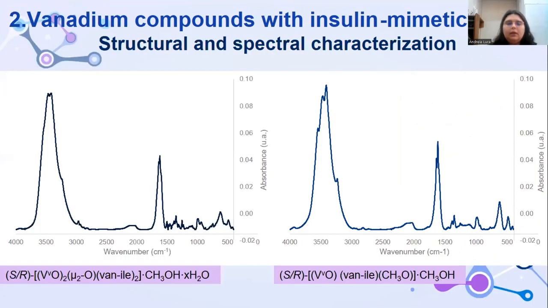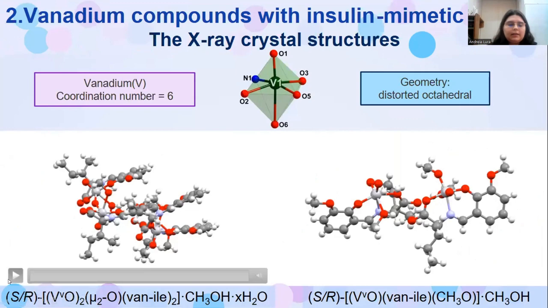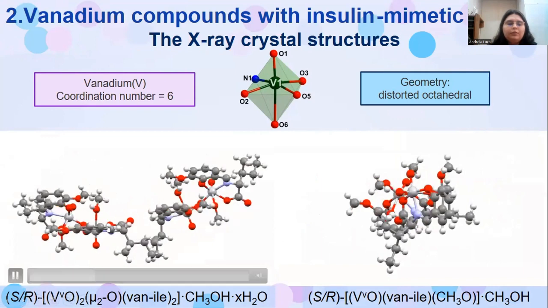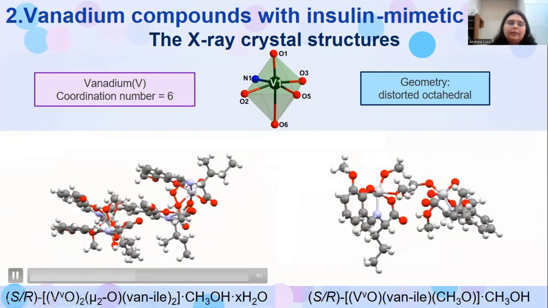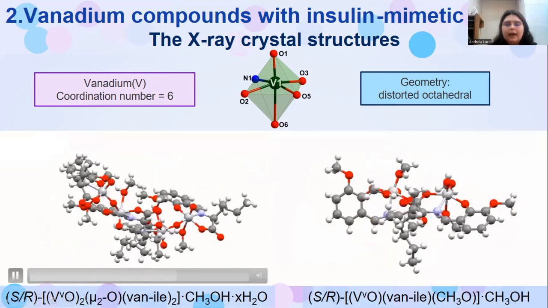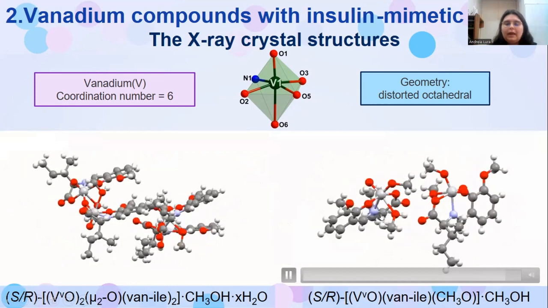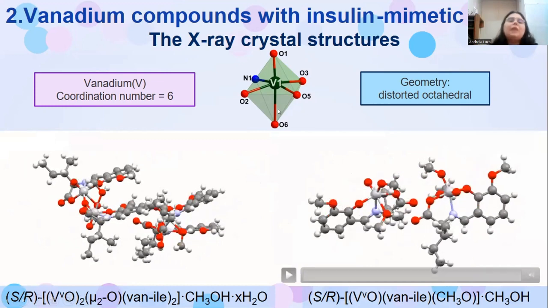Here are the IR spectra because we wanted to confirm our structures. And here are some videos, I hope you can see them, to see that one of the compounds is dinuclear and they both have the S and the R enantiomers. And here is the mononuclear compound, which also has the S and R enantiomers. In these structures, our vanadium is in the +5 state, and its geometry is a distorted octahedral.